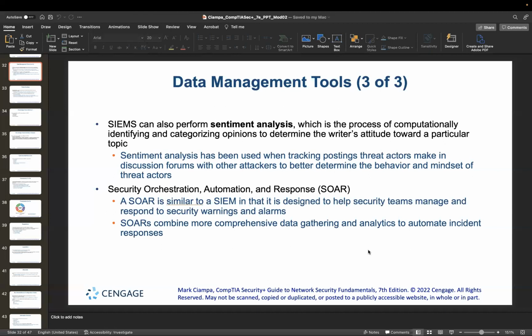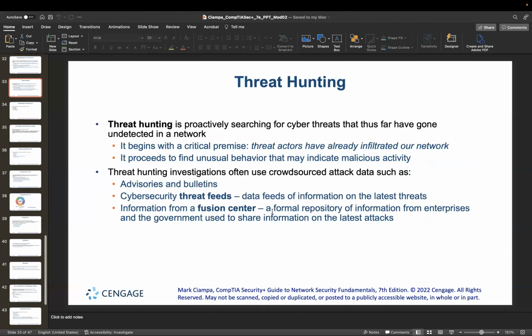So SOARs are also similar to SIEMs, and they combine more comprehensive data. They have better analytics, and they automate the incident response, because when you have any of these vulnerabilities being exploited, they automatically provide the steps and plans for addressing those. And we're going to talk about incident response, business continuity, and disaster recovery later down this series of lectures. So bear with me on those. We're going to dive deep into all of those.